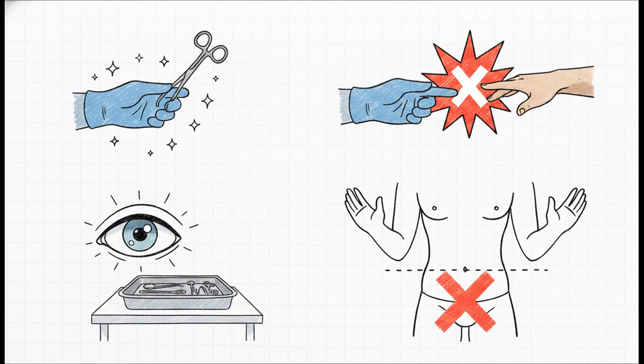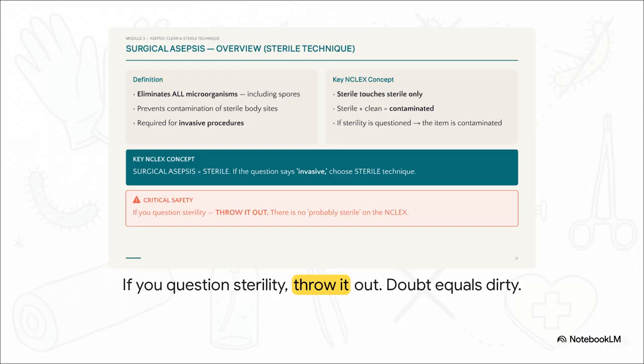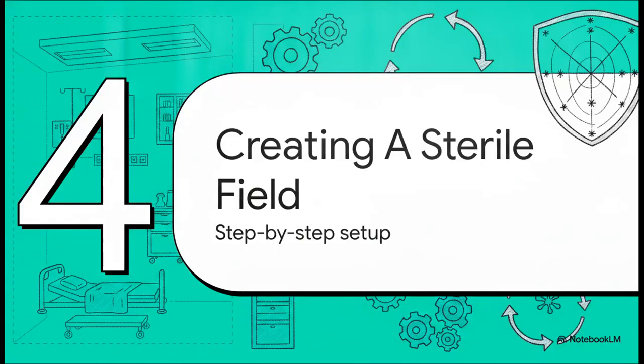In the science of asepsis, anything that drops below your waist is automatically considered unsterile. No exceptions. In this sterile world, everything is guilty until proven innocent. It's a critical safety warning. If you question sterility, even for a split second, throw it out. If you aren't 100% sure an item is sterile, consider it contaminated. There is absolutely no probably sterile in this practice. Doubt equals dirty.